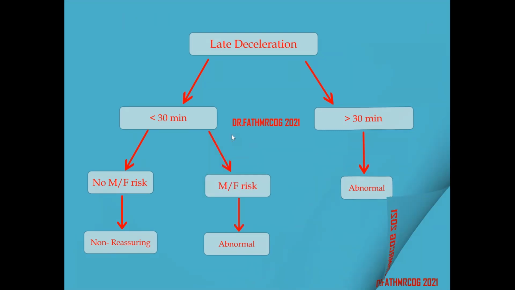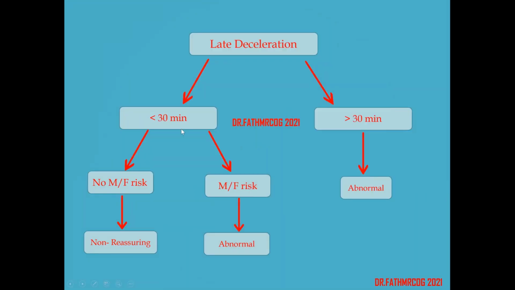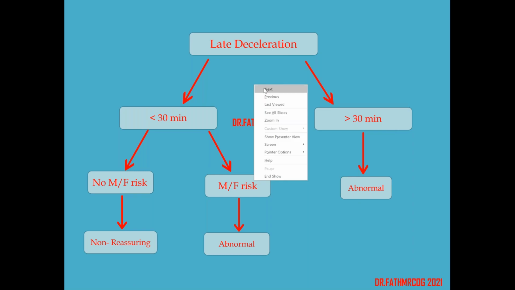So this is about the deceleration also. Look for the time and duration: less than 30 minutes, if no maternal risk, this is not reassuring. If there is maternal fetal risk, this is abnormal. And more than 30 minutes, this is abnormal. So this is simply the classification of the late deceleration.